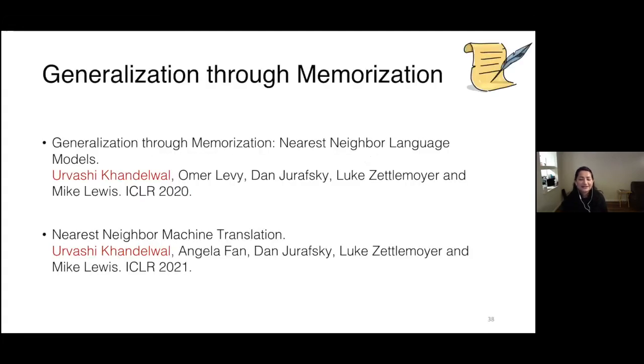Okay, now let's dig into specific details of the nearest neighbor language model and the nearest neighbor machine translation model to understand how well this approach works to improve generalization for these tasks.